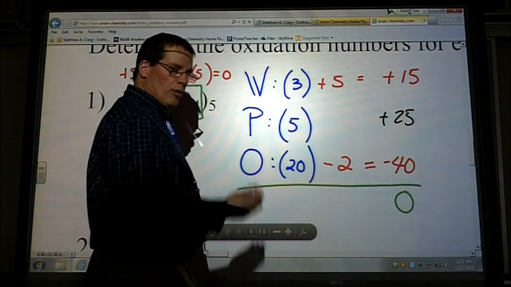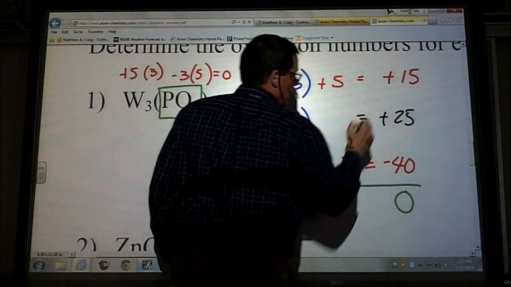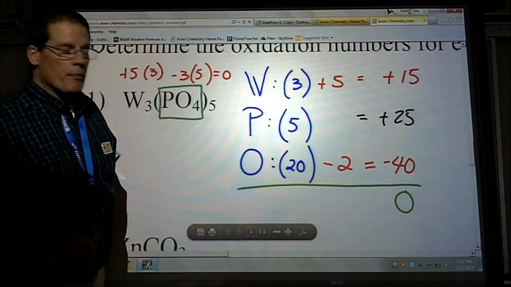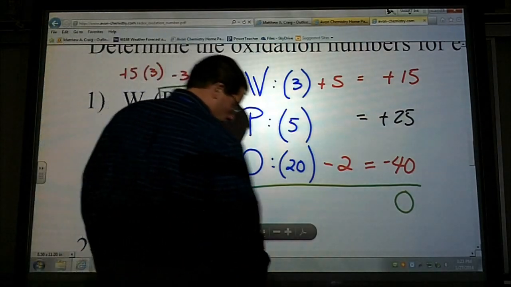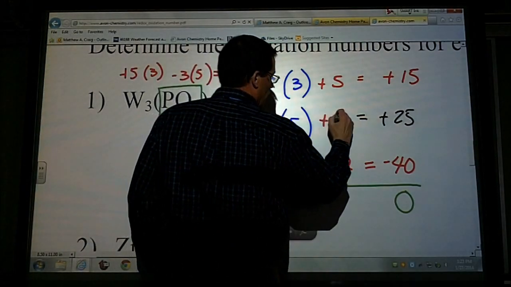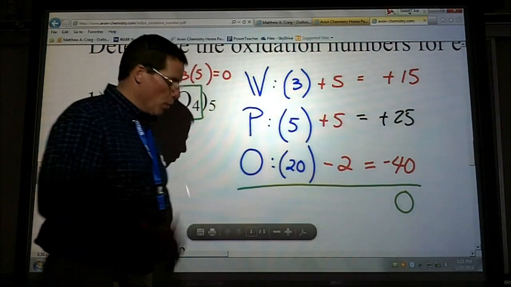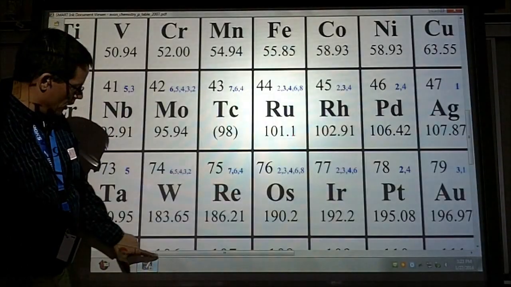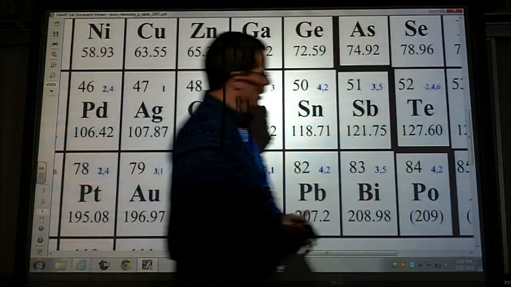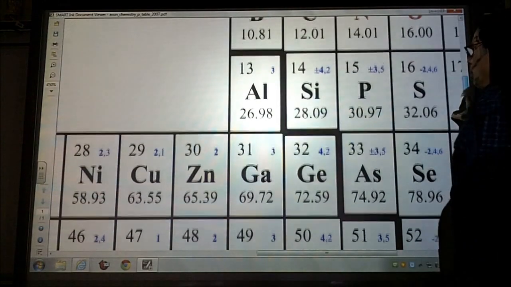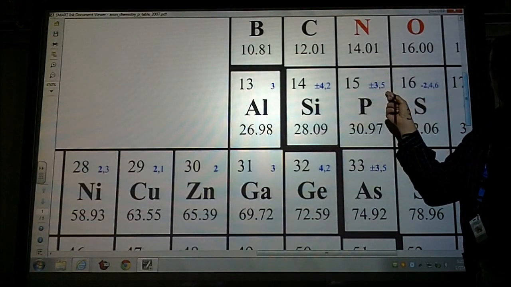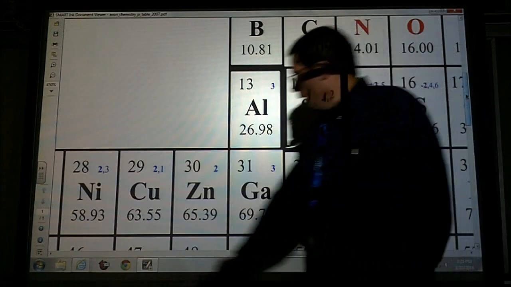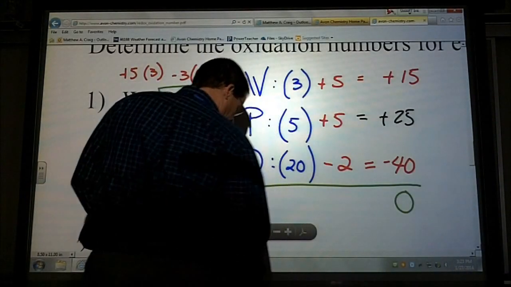So all the phosphorus are going to exhibit a plus 25 charge. Well, if they have a plus 25 and I have 5 of those, what must the charge on each phosphorus be? Correct, plus 5. Before you go any further, check and make sure that's a legal charge. So we come over to the periodic table, and phosphorus can either be plus or minus 3 or plus 5. It's a good number.